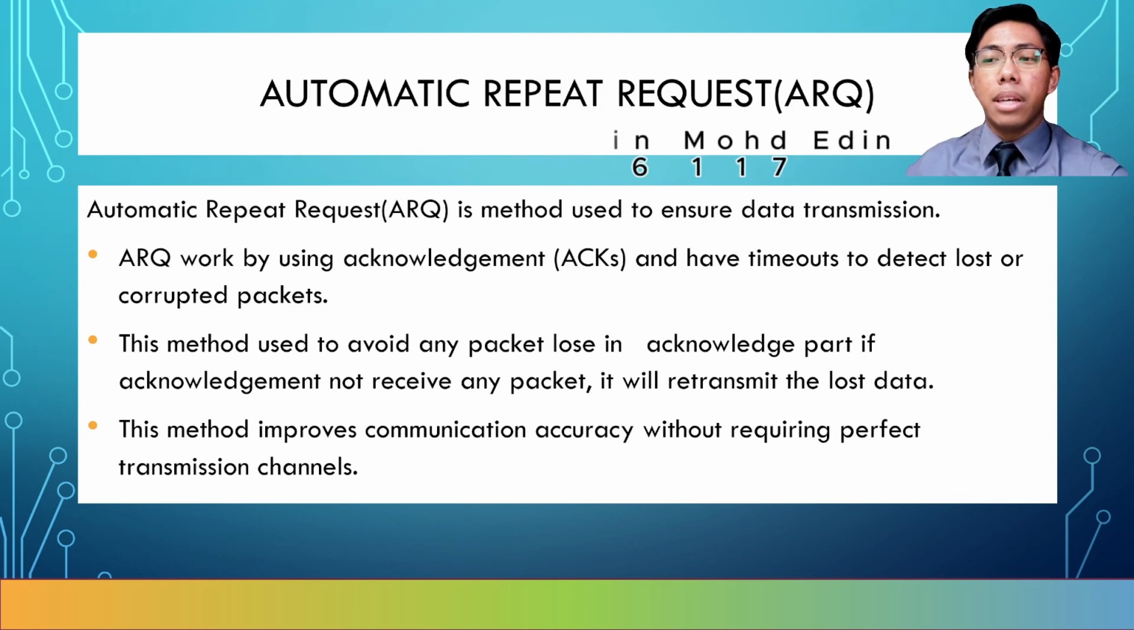Automatic repeat request (ARQ) is a method to ensure data transmissions work by using acknowledgements and a timeout to detect lost or corrupted packets. This method is used to avoid packet loss, and if an acknowledgement is not received, the sender will retransmit the lost data. This method improves communication accuracy without requiring perfect transmission channels.